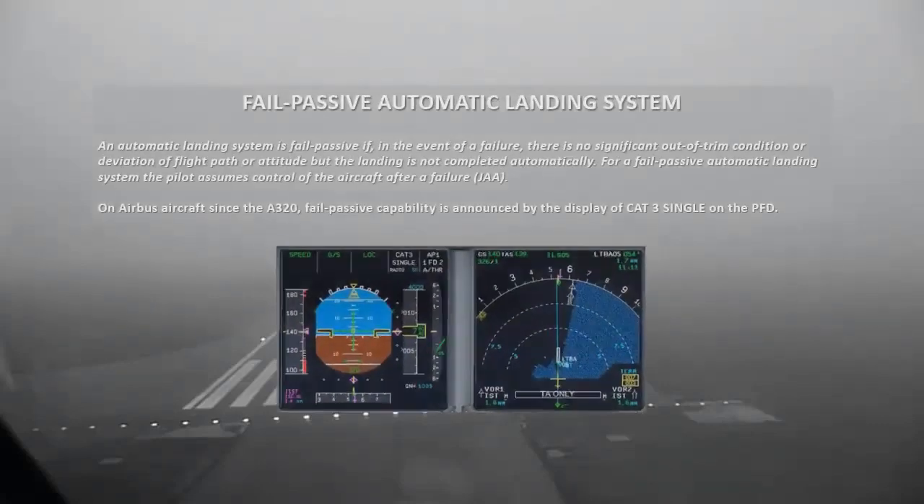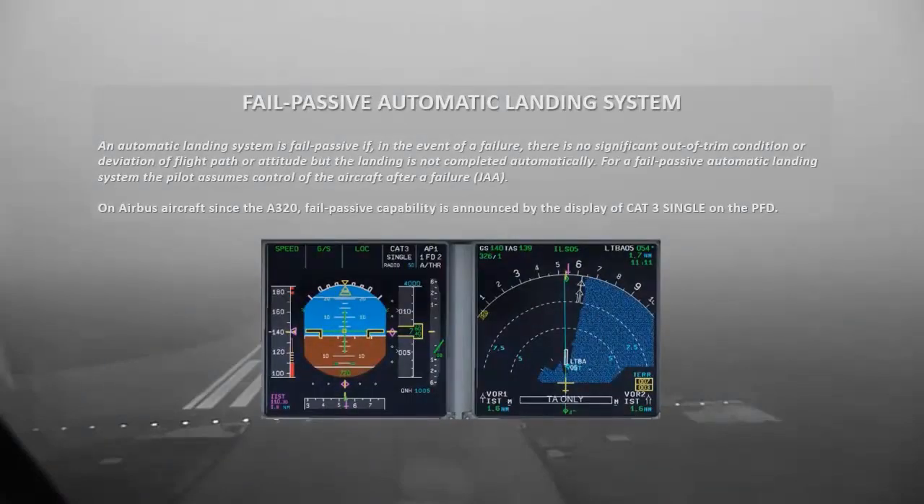Fail-passive automatic landing system. An automatic landing system is fail-passive if, in the event of a failure, there is no significant out-of-trim condition or deviation of flight path or attitude, but the landing is not completed automatically. For a fail-passive automatic landing system, the pilot assumes control of the aircraft after a failure. JAA. On Airbus aircraft since the Airbus 320, fail-passive capability is announced by the display of Cat 3 single on the PFD.